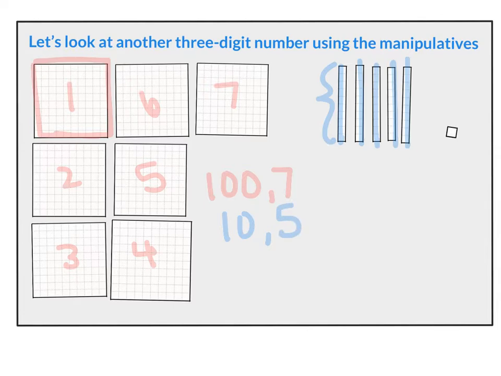Now we're going to highlight the single. Now we just have 1. So we know that 1 unit equals 1, and we have 1 group of 1. So now we know that 7 groups of 100 equals 700. We know that 5 groups of 10 equals 50. We know that 1 group of 1 equals 1. So we'll add all these together, and we can tell that we have 1 group of 1, 5 groups of 10, and 7 groups of 100.